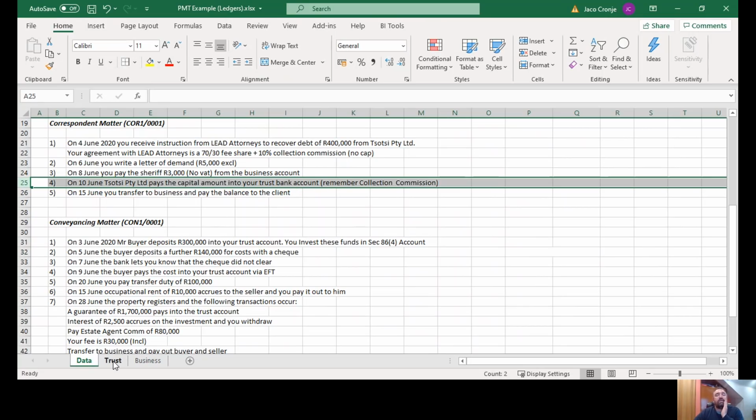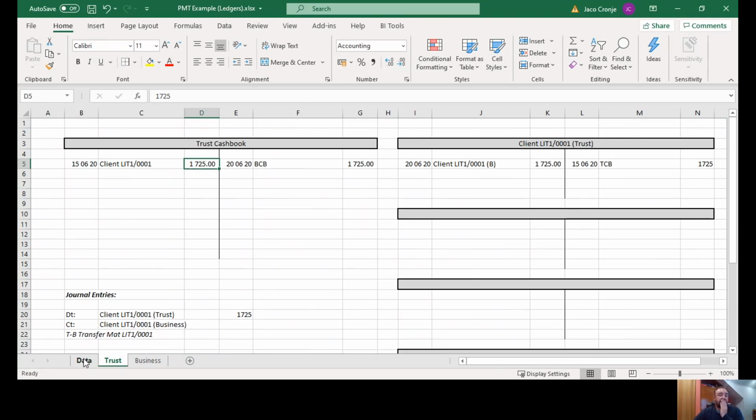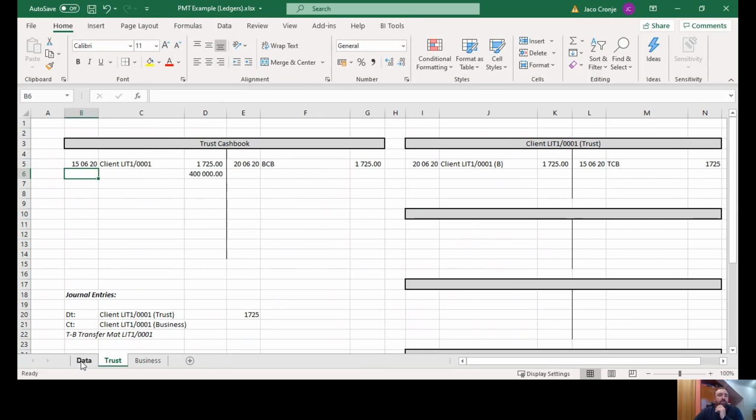I can never on collection matters receive the collection money in my business. So will my trust bank account increase or decrease? The answer is it will increase. There's now 400,000 Rand more that came into my trust account. That was on the 10th of June.